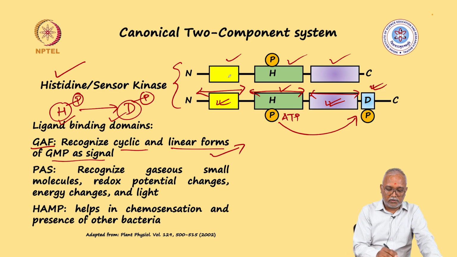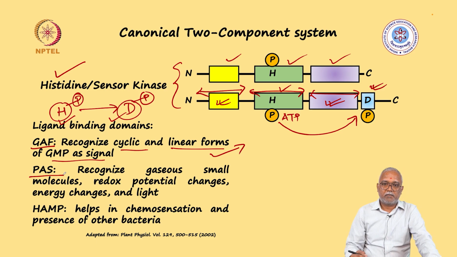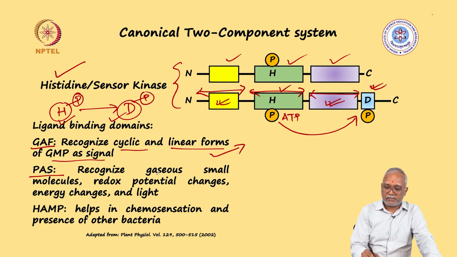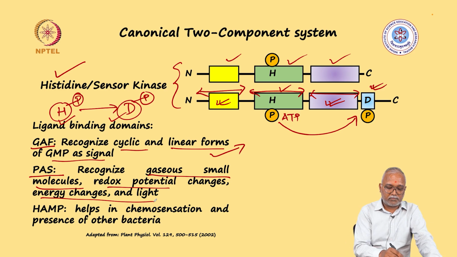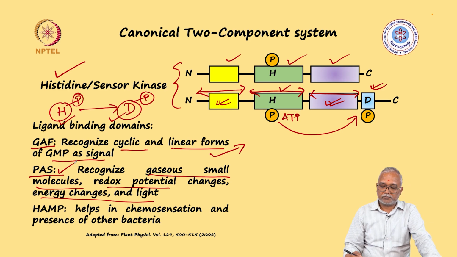Then there could be an additional domain which is called PAS motif containing domain. This domain is important for recognizing small gaseous molecules, redox potential changes, and energy or light dependent changes. So basically some of these abiotic molecules will be sensed by the PAS domain which is present in the ligand binding region.